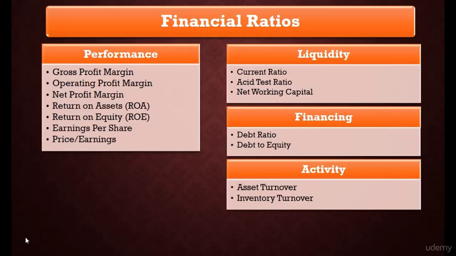So here we go. I have broken up the financial ratios into four different sections. We have our performance ratios, which measure the performance of the company, how it's doing. We've got our gross profit margin ratio, our operating profit margin ratio. Then we have our net profit margin ratio. And then we have our return on assets, or ROA, our return on equity, ROE, and our earnings per share, also known as our EPS, and our price earnings ratio. And then under our liquidity ratios, we have our current ratio, our acid test ratio, our net working capital. In financing ratios, we have our debt ratio and our debt to equity ratio. And for our activity ratios, we have our asset turnover and our inventory turnover.